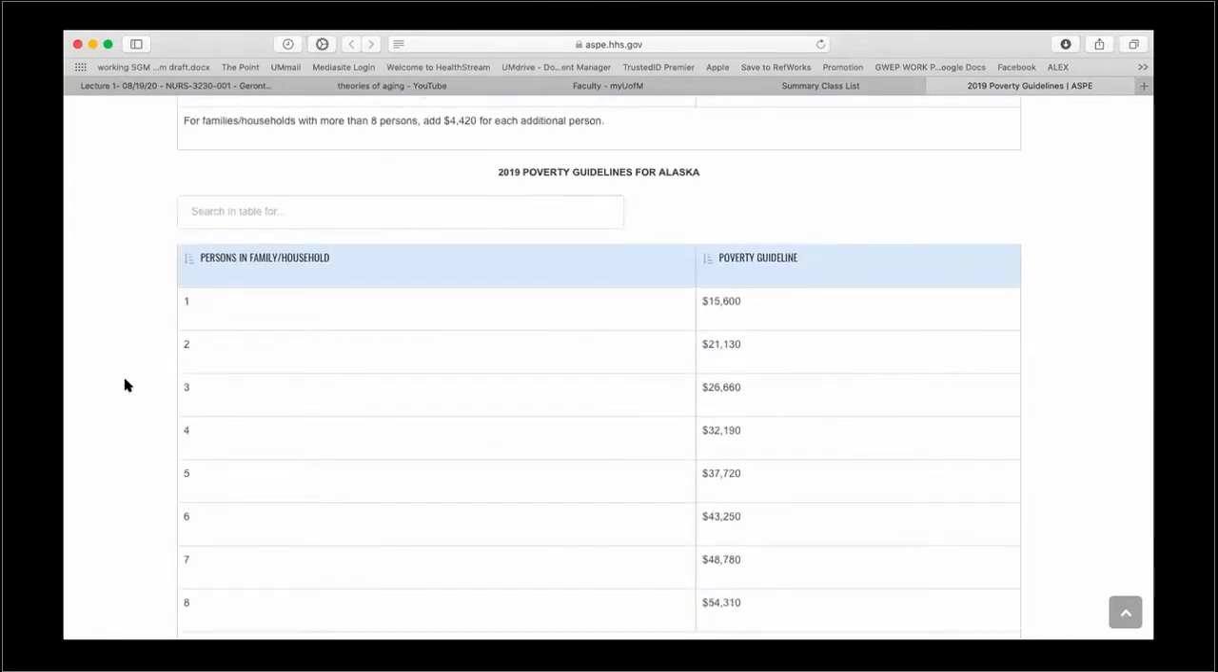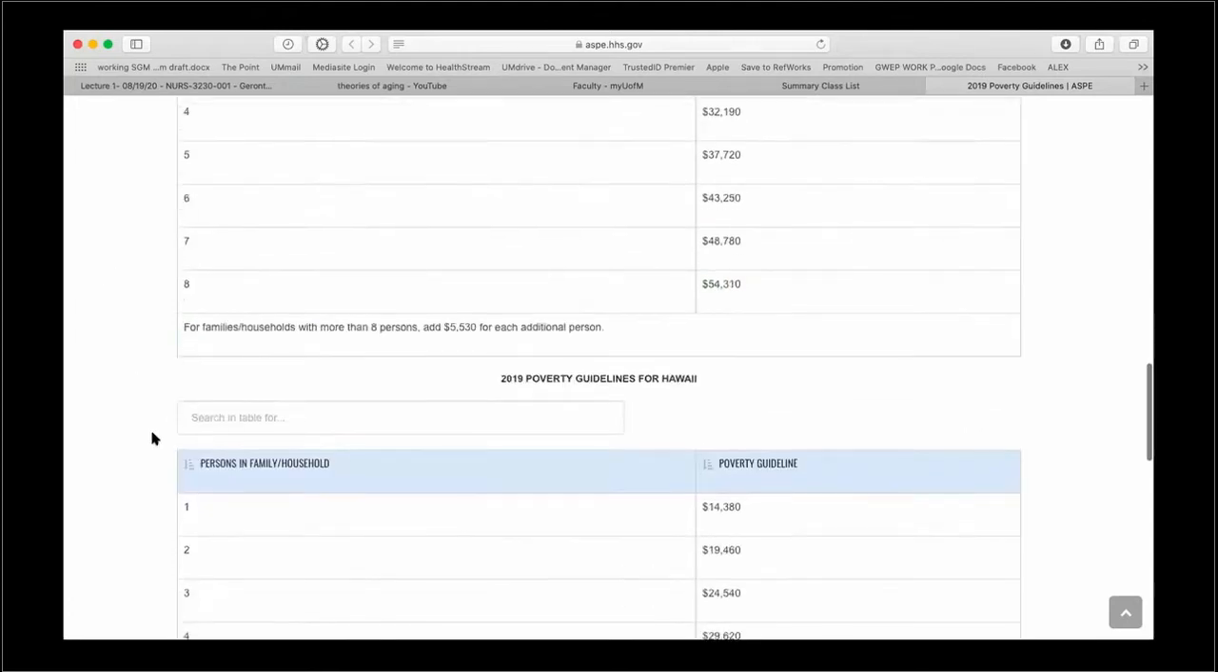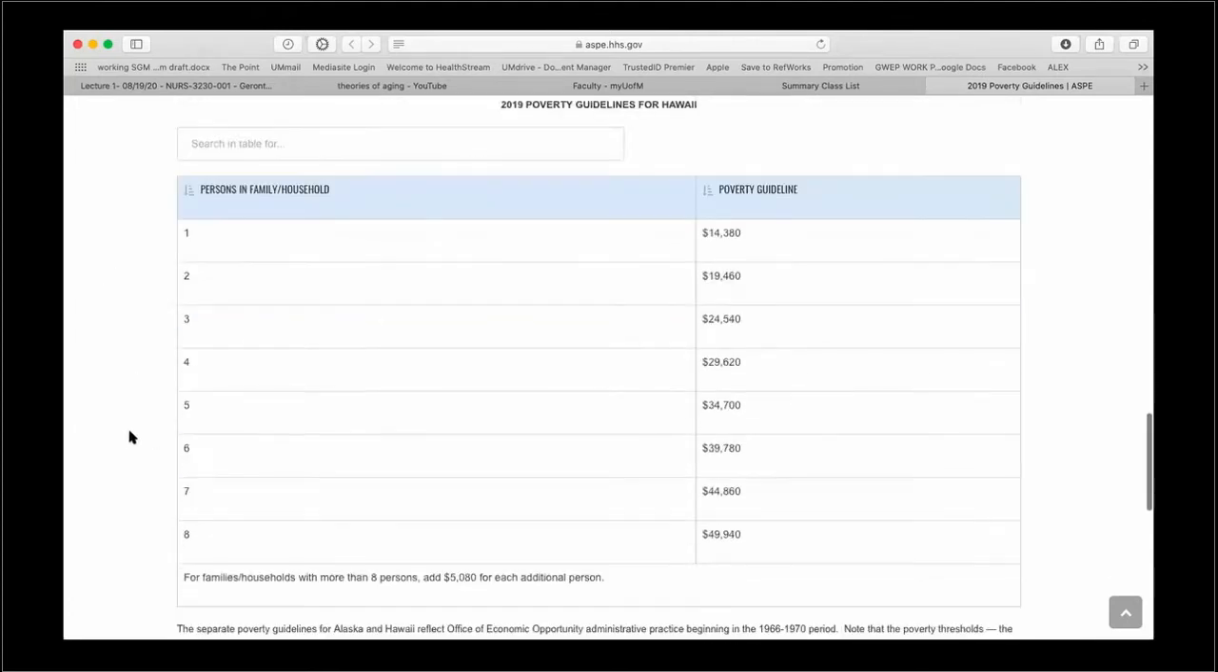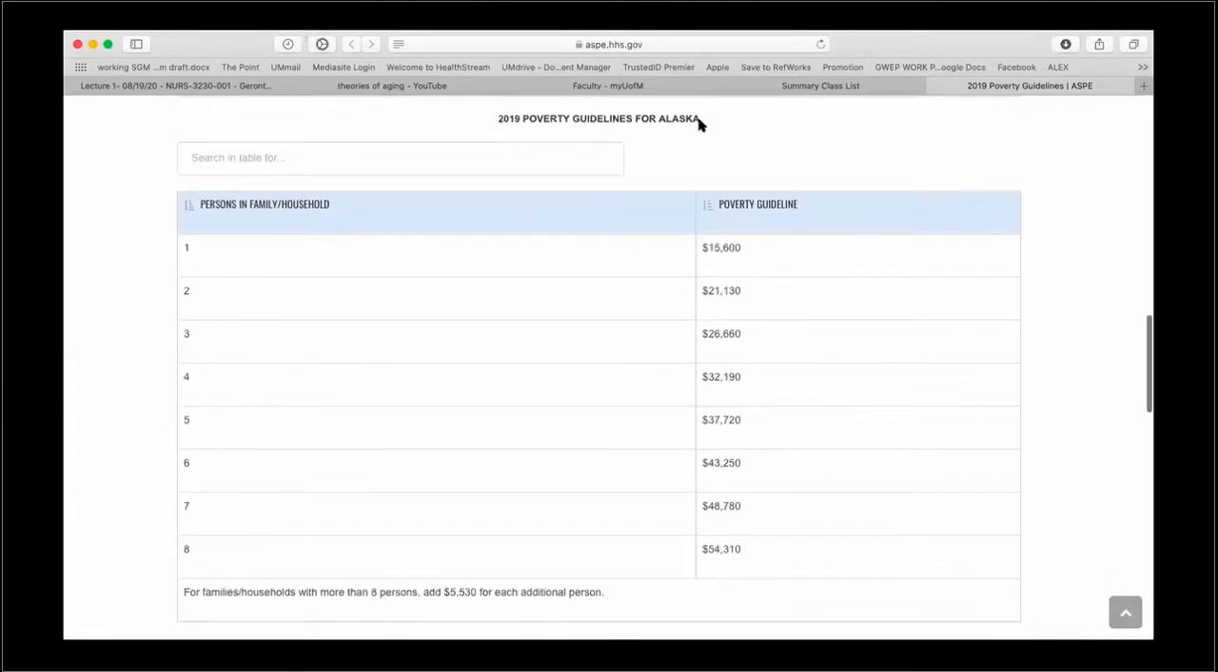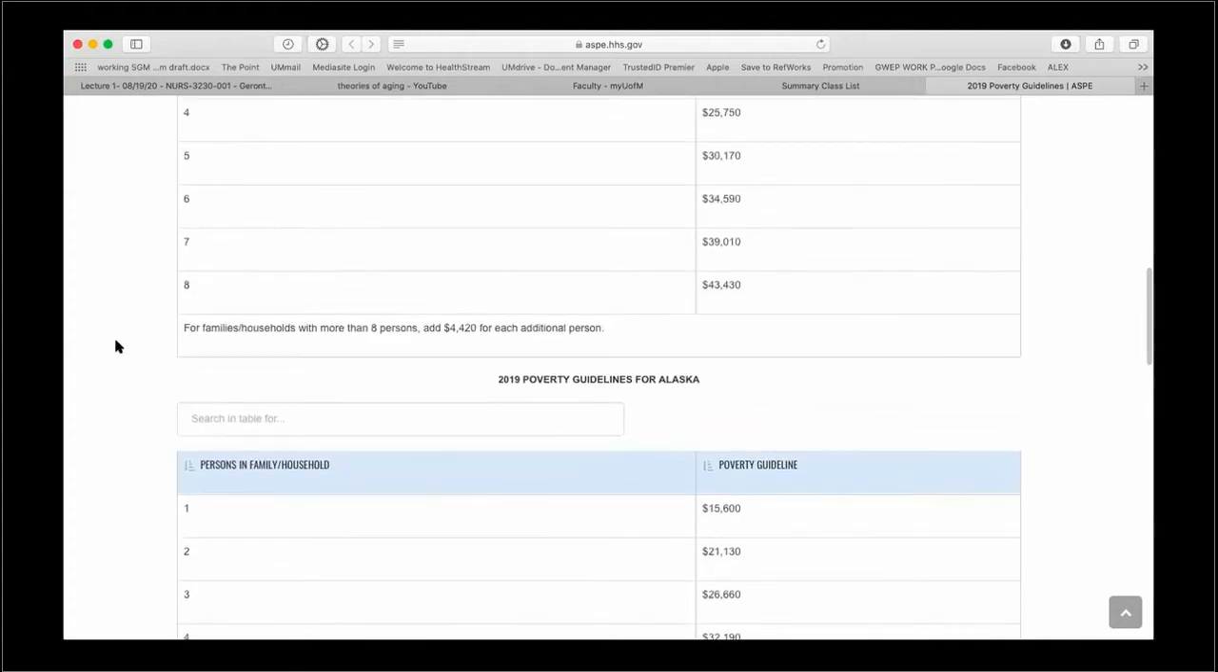Alaska is a little different, and Hawaii is a little different. The reason those are separated out is because the cost of living in those states is very high. And people tend to make more money as well.